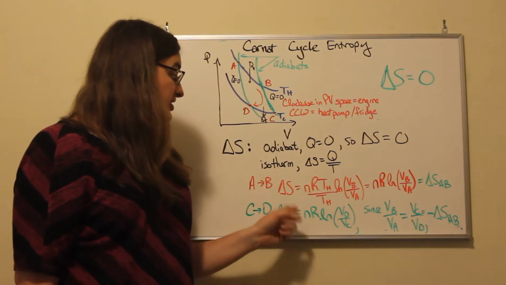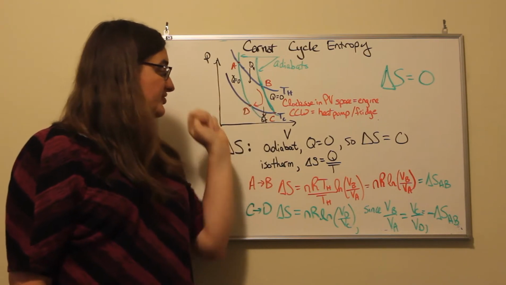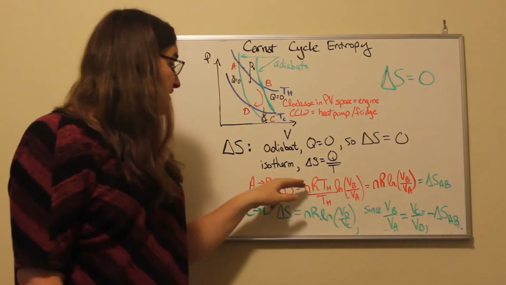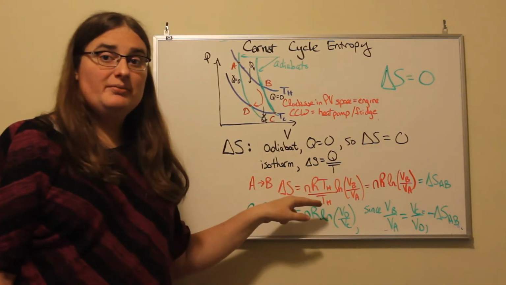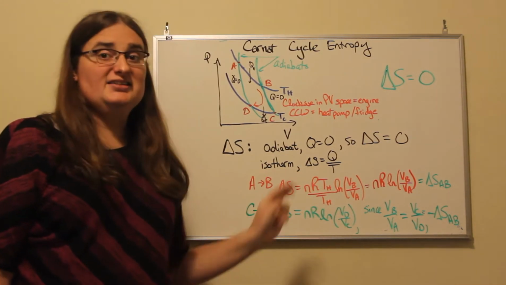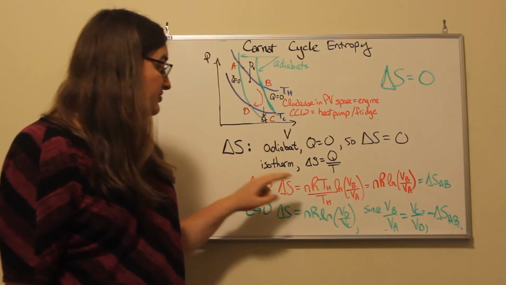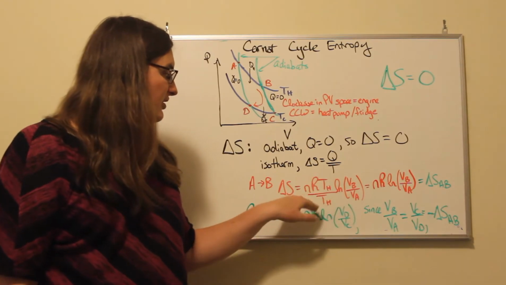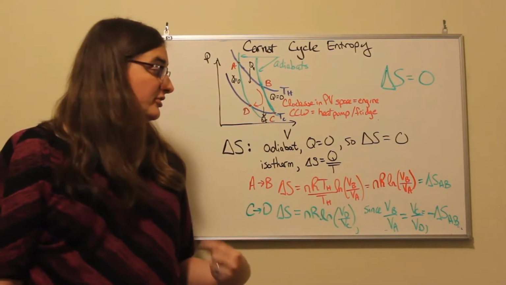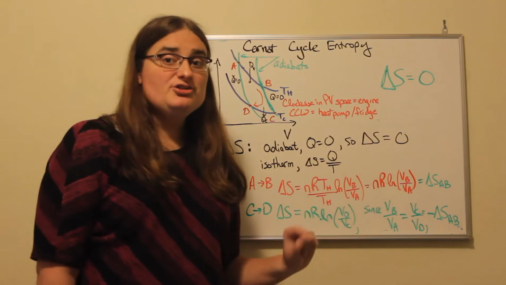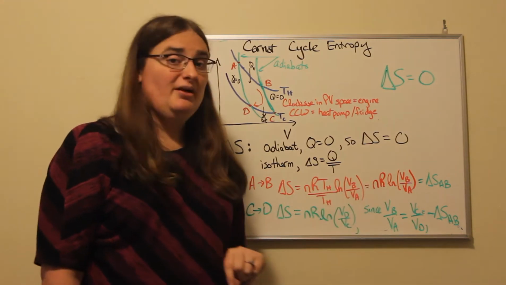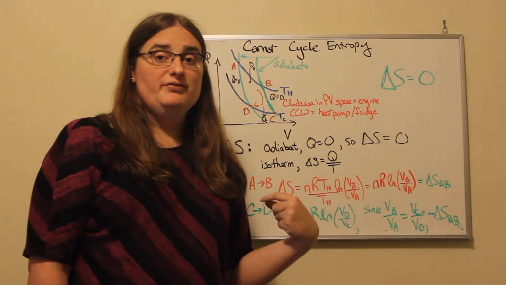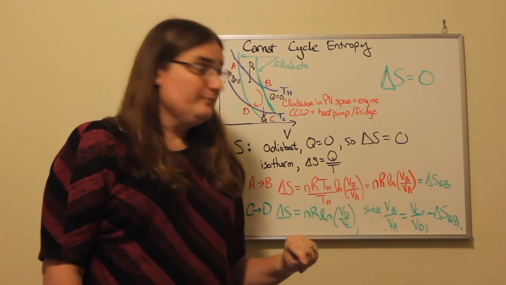So our change in entropy, if we're looking on an isotherm, the heat we transfer is equal to the work done by the gas. So the work done by the gas is the number of moles times the universal gas constant times the temperature of our isotherm times the log of our final volume over our initial volume. So that temperature of our isotherm cancels out. So our change in entropy from A to B would be the number of moles times the universal gas constant times the natural log of our volume at B over our volume at A.